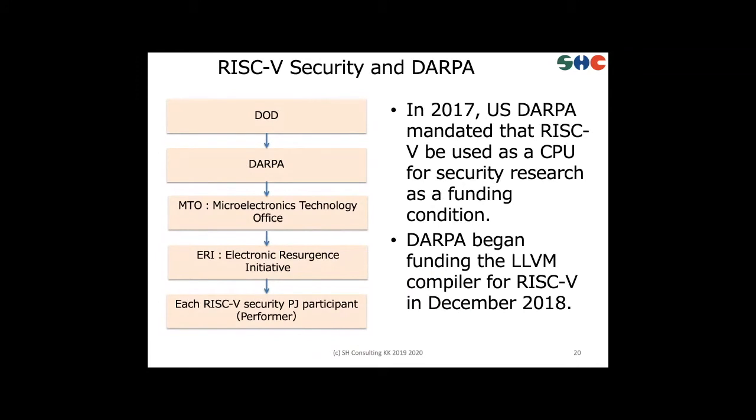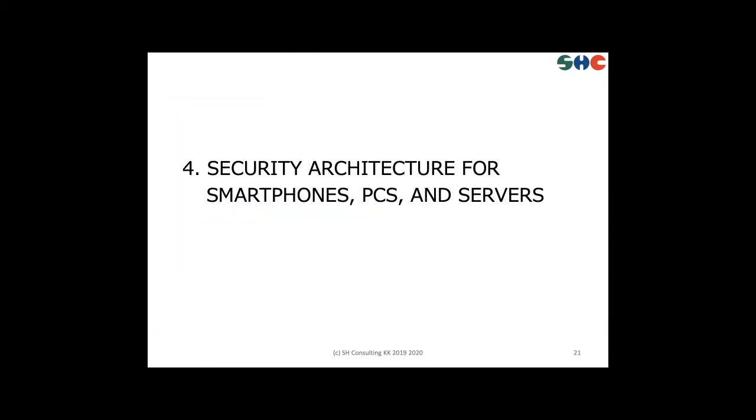And as far as RISC-V security is concerned, in 2013, US DARPA mandated that RISC-V be used as a CPU for security research as a funding condition. And then DARPA funded the LLVM compiler for RISC-V in December 2018. DARPA is like a defense research arm of the U.S. government. So that's where security is.